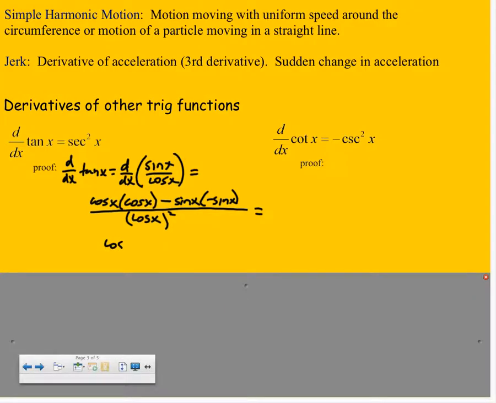Okay, let's see what happens when I simplify this. Cosine times cosine is cosine squared. A negative times a negative is positive. Sine times sine is sine squared. And whoa, I hope you're seeing an identity. Oh yeah, I remember that sine squared plus cosine squared is 1. And what's 1 over cosine squared? You got it, secant squared.